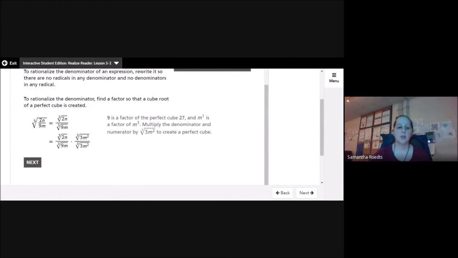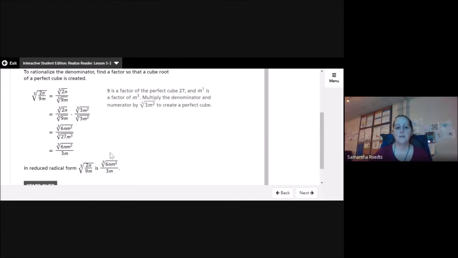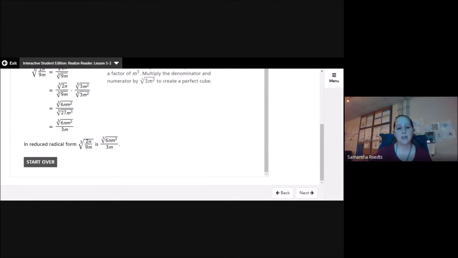So basically, what do I need to multiply this by to get rid of it? 9 times 3 would give you 27. The cube root of 27 is 3. m times m squared gives you m to the third power, which gets rid of the m. Then I multiply the top two, so 3m squared times 2n is 6nm squared. The cube root of 27m cubed becomes 3m. I can see if I can simplify anything else up here, which I can't because nothing is a perfect cube. So I get the cube root of 6nm squared over 3m.